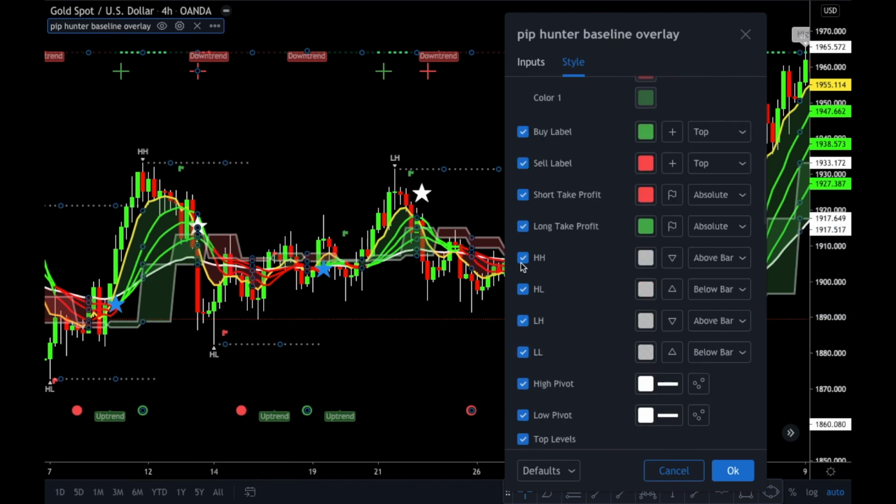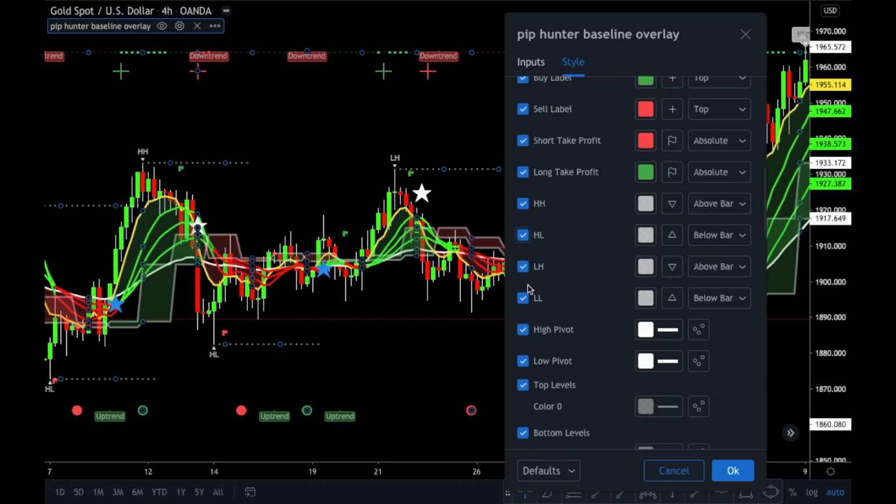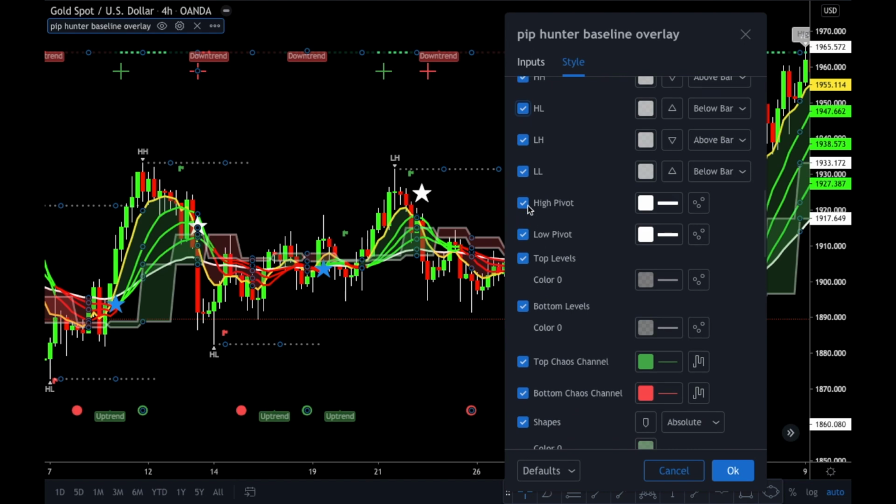That's what these are. These are your higher lows, lower high symbols, as you can see, as I explained earlier. You've got that there. And then you've got your high pivot and your lower pivots. That's just if you put the pivot settings on there, but we don't have them on.